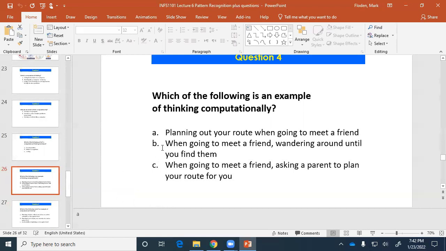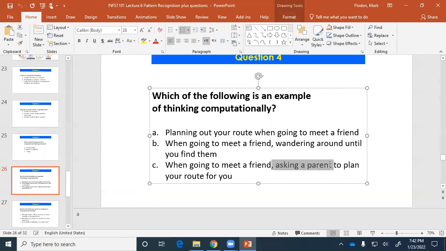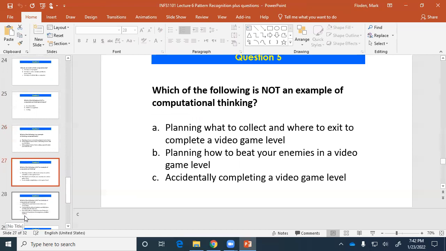Yeah. So what's the answer? If you're asking somebody else to plan, that is not computational. If you're wandering around randomly, that's not computational, right? Random is not computational. Asking somebody else is not computational. Planning, that was a nice word for computational, right? Plan. Maybe we'll see that again.